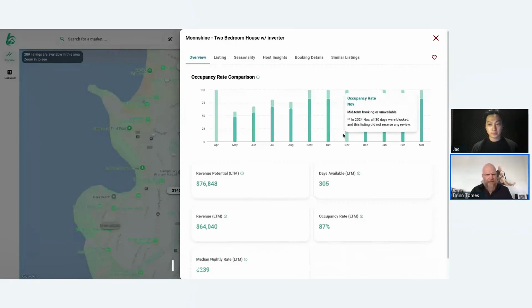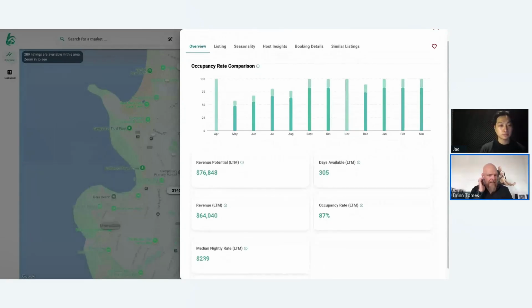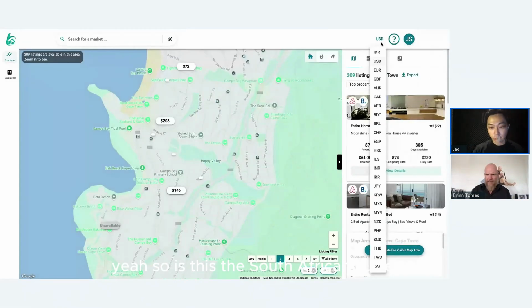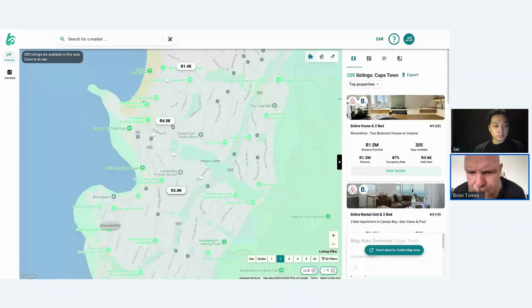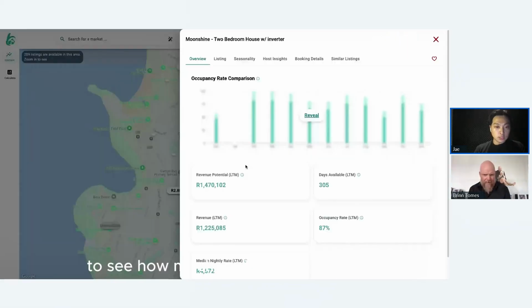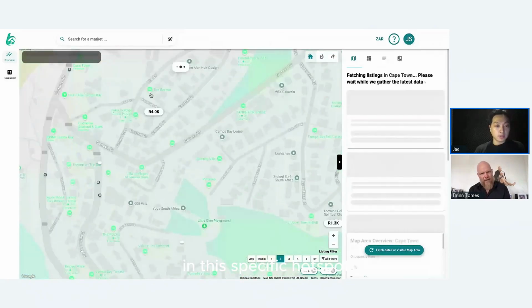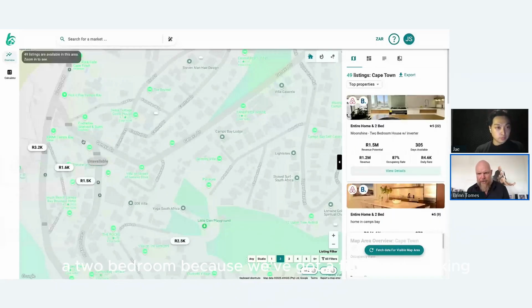I see it swapped the currency again. Can you put it back to the other currency? Yeah. So is this the South African currency? Yeah, exactly. ZAR. Yeah, no, you had it perfectly. Just right. So you can see the property level data to see how much each of the listings are making in this specific hotspot. It's saying that in that specific hotspot, a 2-bedroom, because we've got a filter on, is making between 1.2 and 1.5 million. Right.